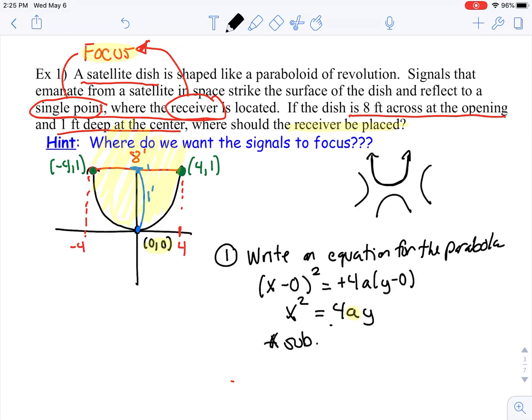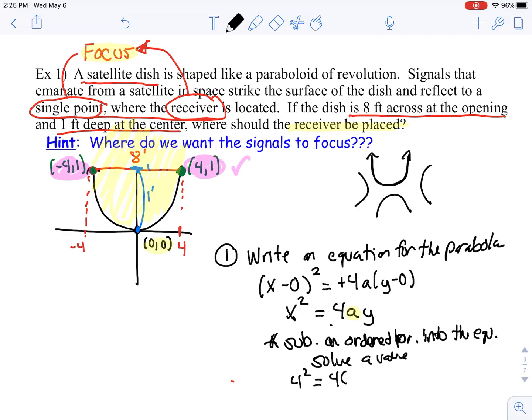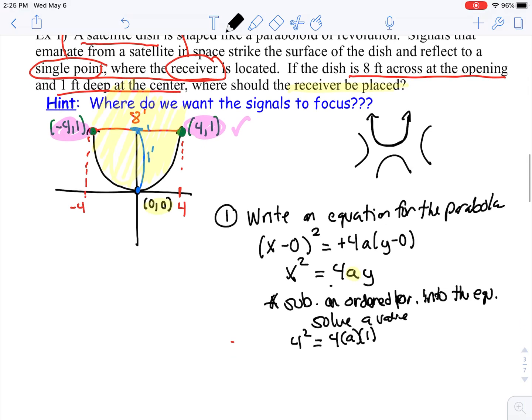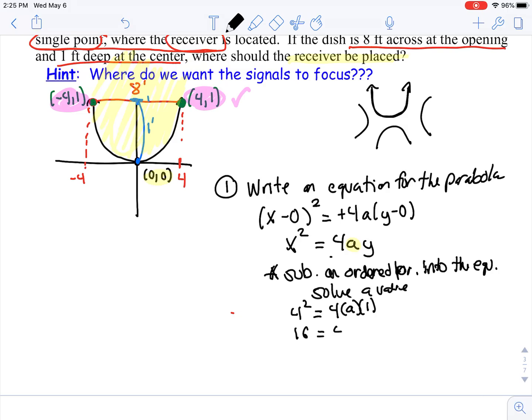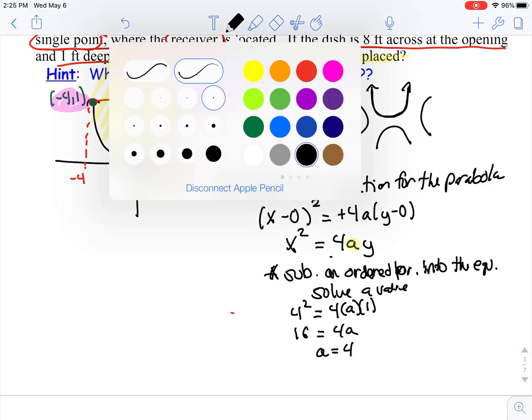So instead, we're going to have to go back to substituting an ordered pair into the equation, and then we can solve for the a value. We do have some ordered pairs that we can pick from. We've already established that this ordered pair as well as this one are on the parabola. So I'm going to go with (4, 1) since they're nice easy numbers. If I plug 4 in for x and 1 in for y, my equation is 16 equals 4a, which means I now know my a value is 4.